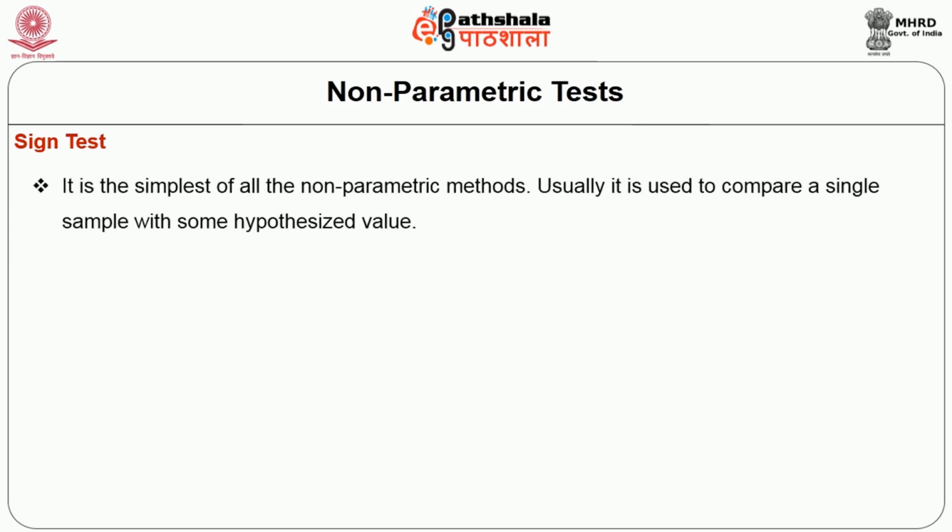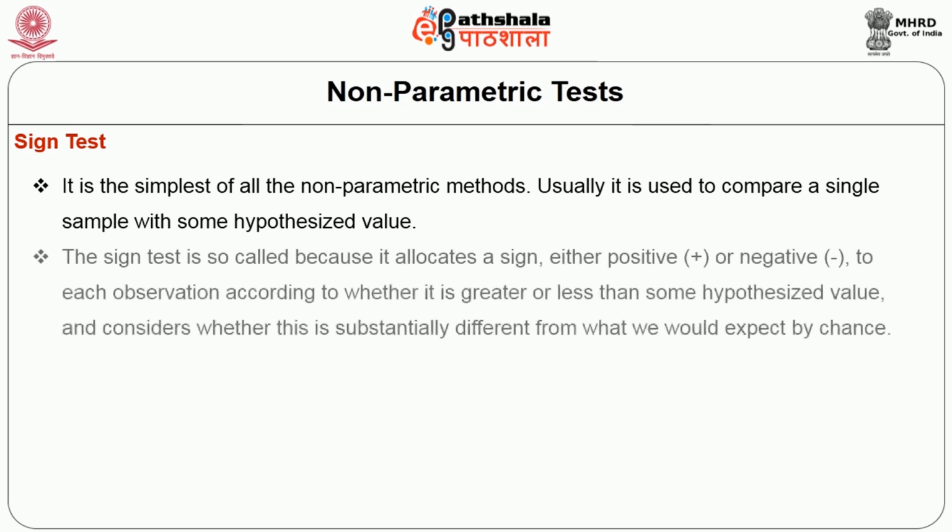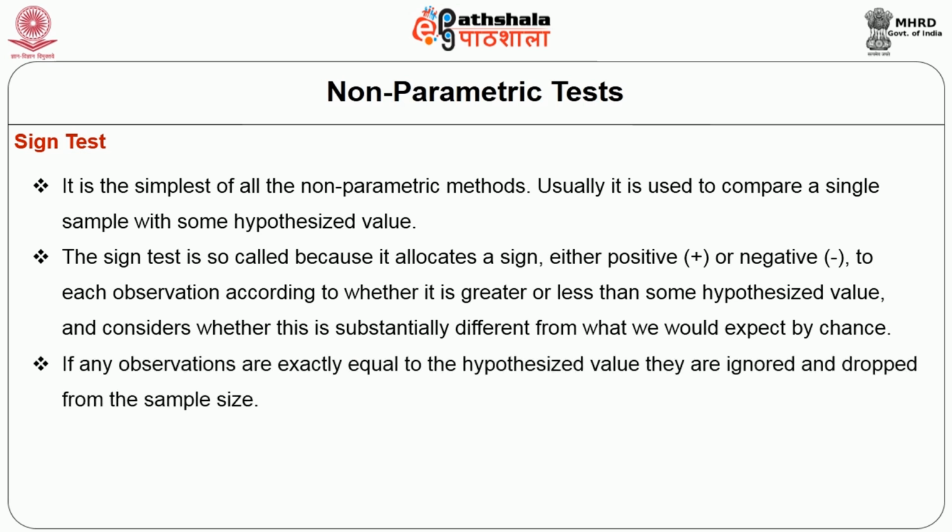The next test is the sign test. The sign test is the simplest of the non-parametric tests. Usually it is used to compare a single sample with some hypothesis value. The sign test is so called because it allocates a sign, either positive or negative, to each observation according to whether it is greater or less than some hypothesis value, and considers whether this is substantially different from what we expect by chance. If any observations are exactly equal to the hypothesis value, they are ignored and dropped from the sample.